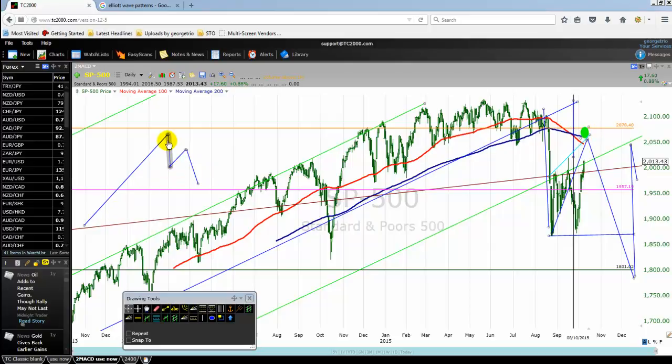So the first move down is this one here. Now this is the expanding triangle here. After the ABCDE, which is the expanding triangle, is completed, we'll have another move down. But that's not the end. People will say a downtrend has begun.